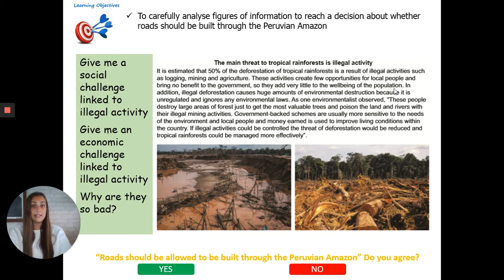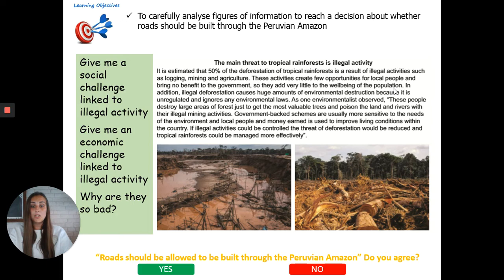government because if they're illegal, that means it's not overseen by the government, taxes aren't paid, it's not regulated and so on, and it causes huge amounts of environmental destruction because it's unregulated, no one's overseeing it and making sure that they're following the right, safe and environmentally respectful practices.